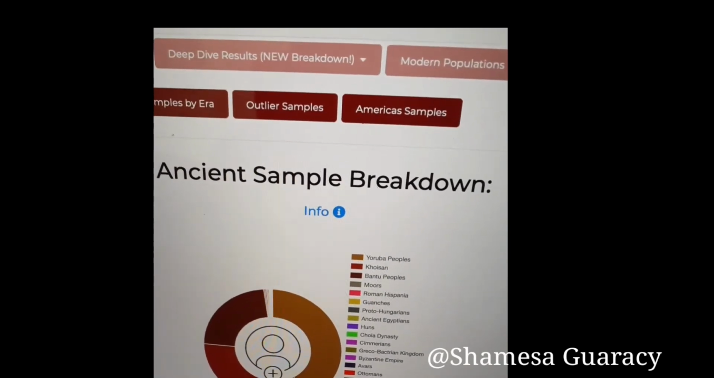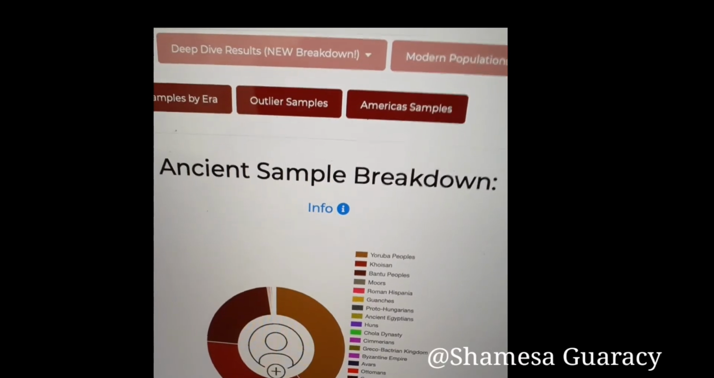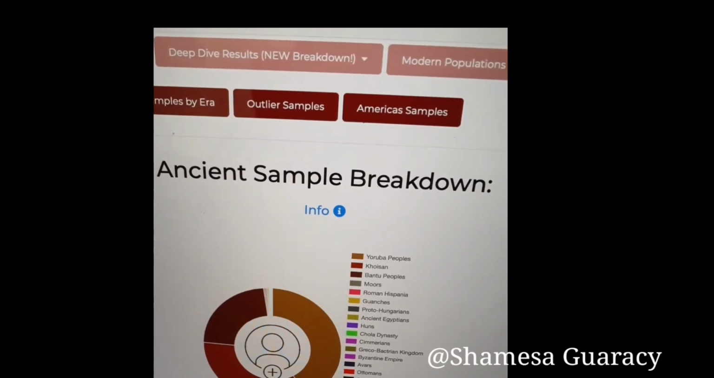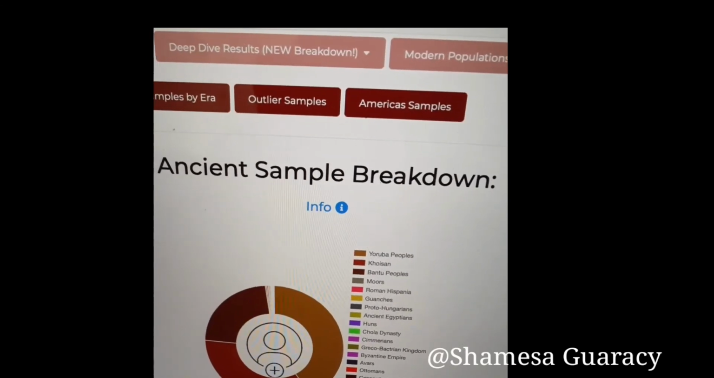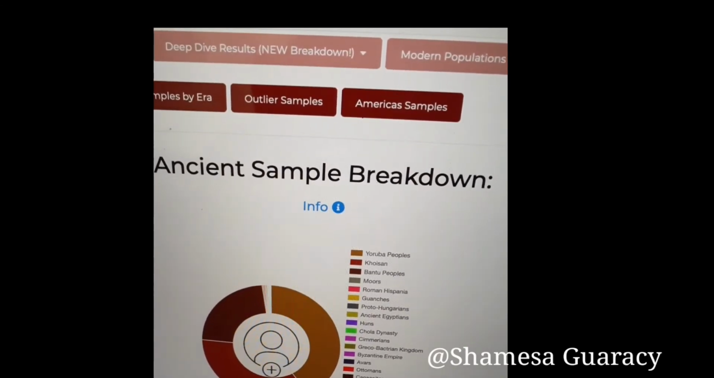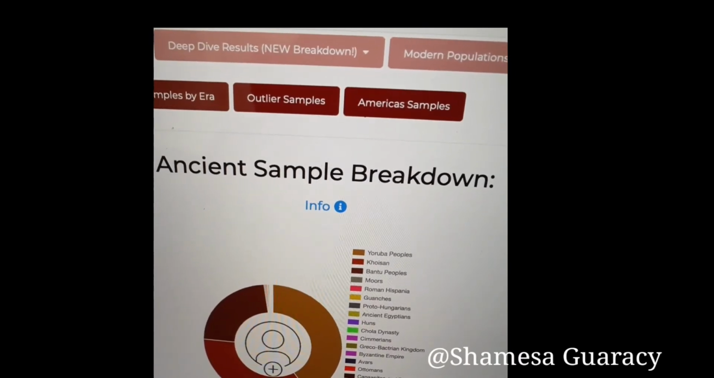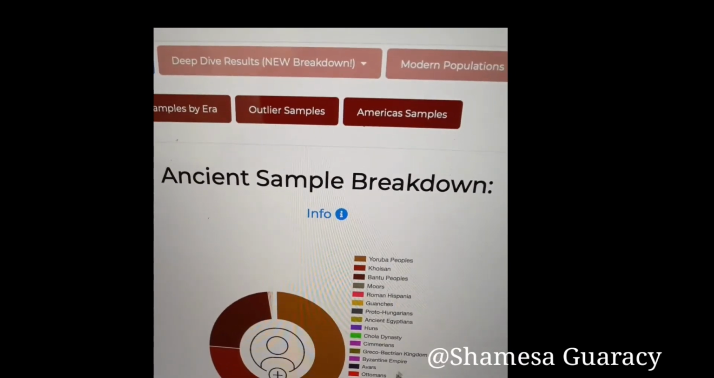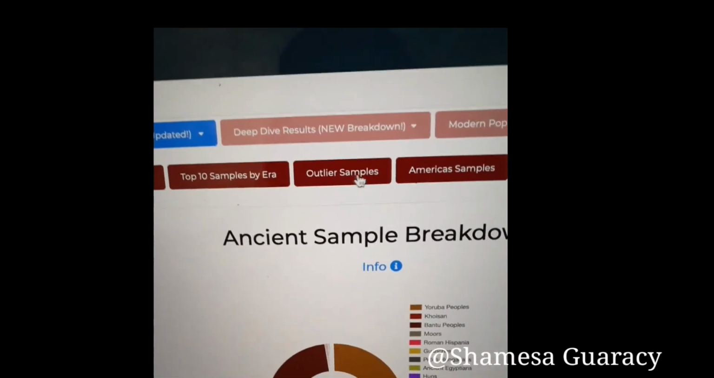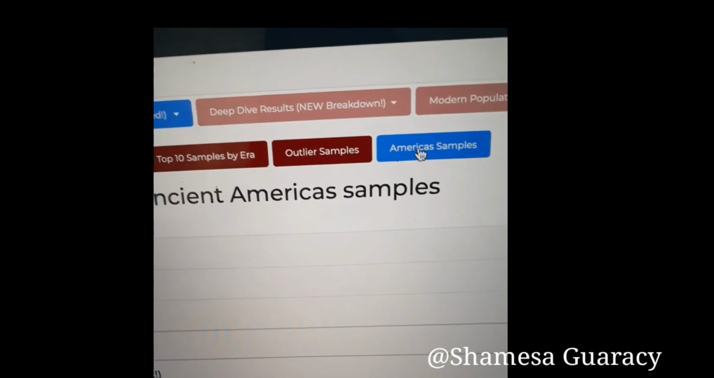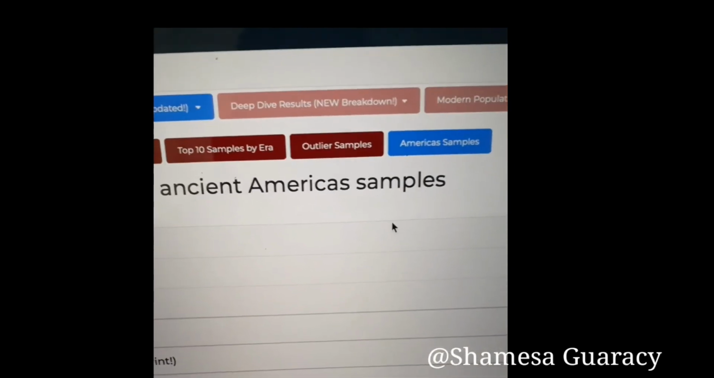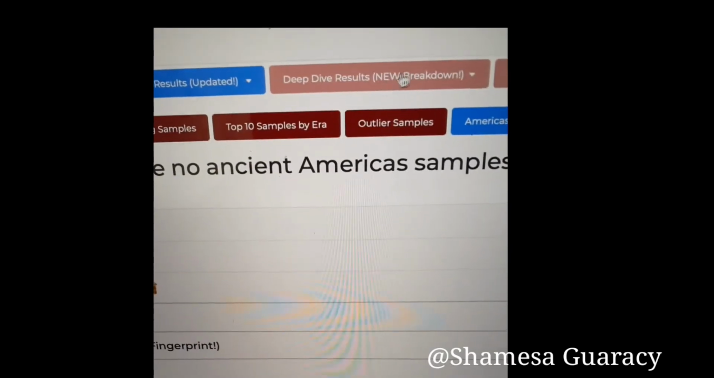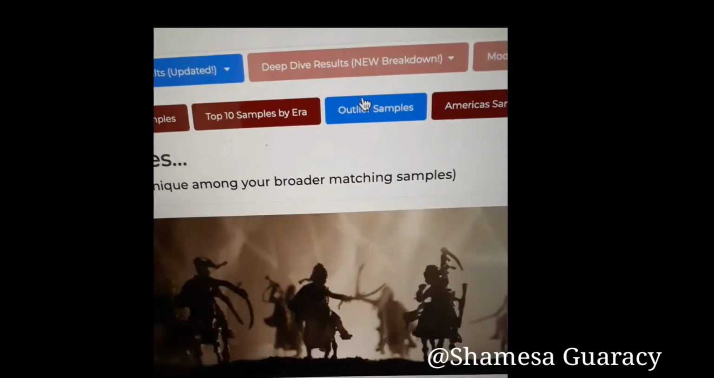How is it that this West African has Aztec DNA? It makes no sense. How did the Aztec pop up into this person's DNA? And it's further down, so that means it's very, very distant. It's a small percentage. And the funny part is that when I click on Americas samples, it says you have no ancient America samples, right? But watch when I click on outlier samples.